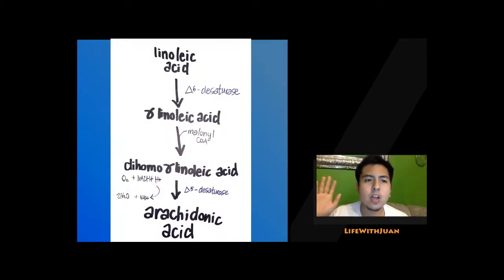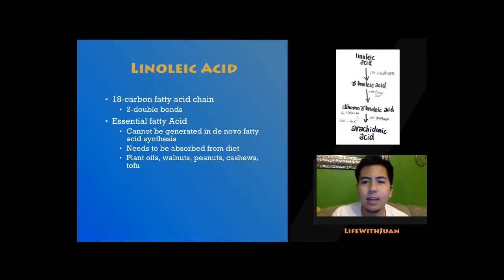So now let's talk about linoleic acid. Linoleic acid, you get it from your diet. I'll put my image up there. It's an 18-carbon fatty acid chain, and it consists of 2 double bonds. It's an essential fatty acid. You can't get it from de novo fatty acid synthesis, so you can't make it from malonyl-CoA. Instead, you need to absorb it from several foods like plant oils, walnuts, peanuts, cashews, and tofu.